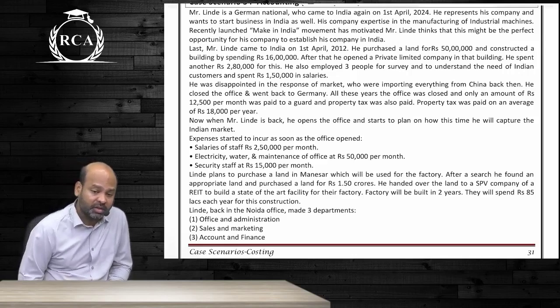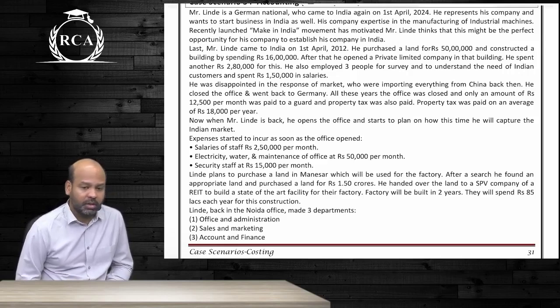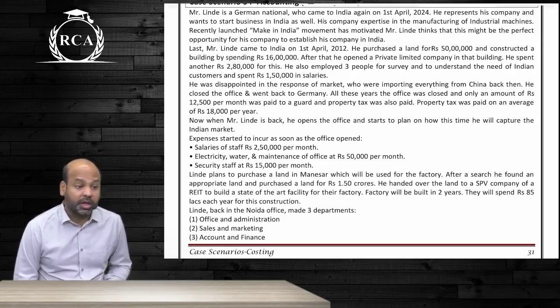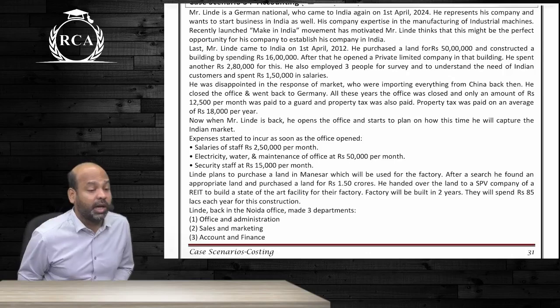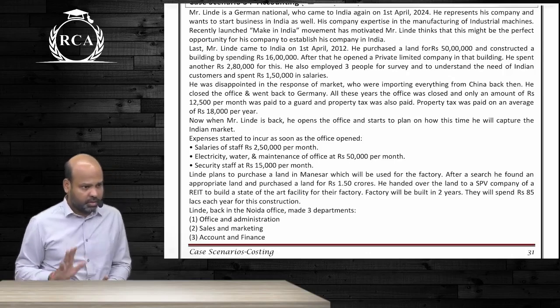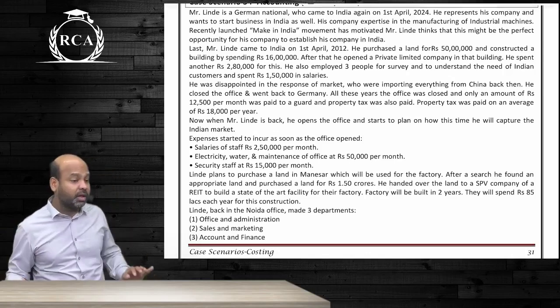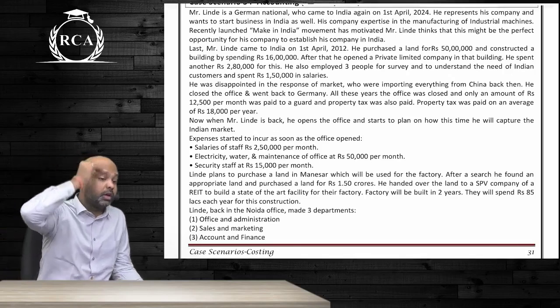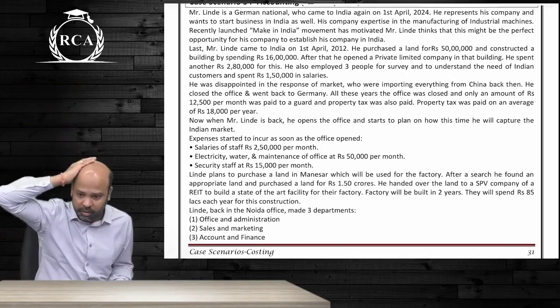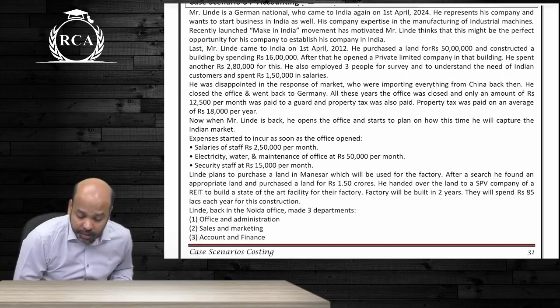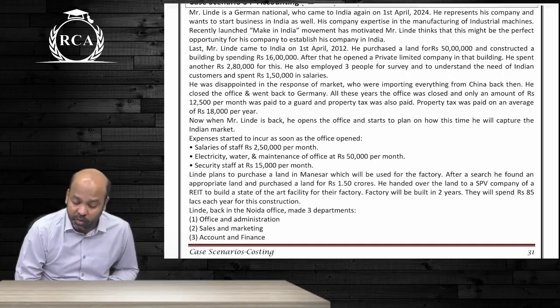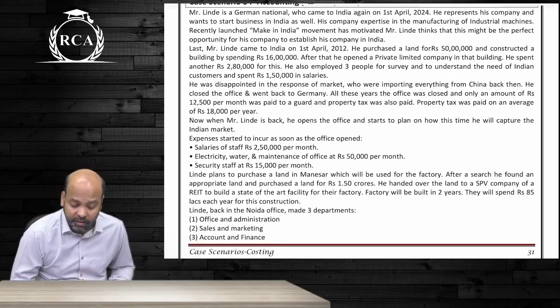All of this is sunk cost. I'm not telling you that there is nothing recoverable. Current market value of the land will still be relevant. But sunk cost is something that has been incurred in the past. All of these expenses you incurred long back in 2012. Total of this? 50 lakhs, 16 lakhs, 2,80,000, and 1,50,000.